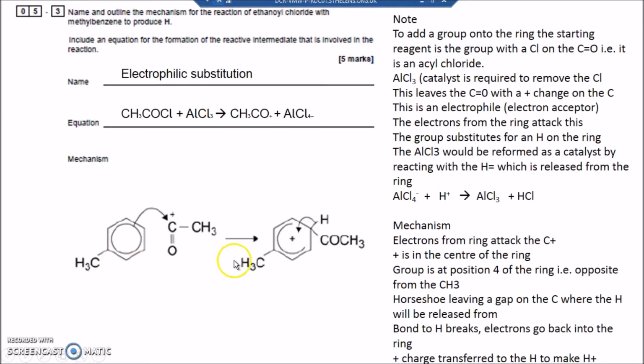So I've just rotated it round, but if this is carbon number 1, 2, 3, 4, it's opposite. And I need to draw the H on there as well. I need to draw a horseshoe. Should go a little bit further round actually. That's a very wide horseshoe.